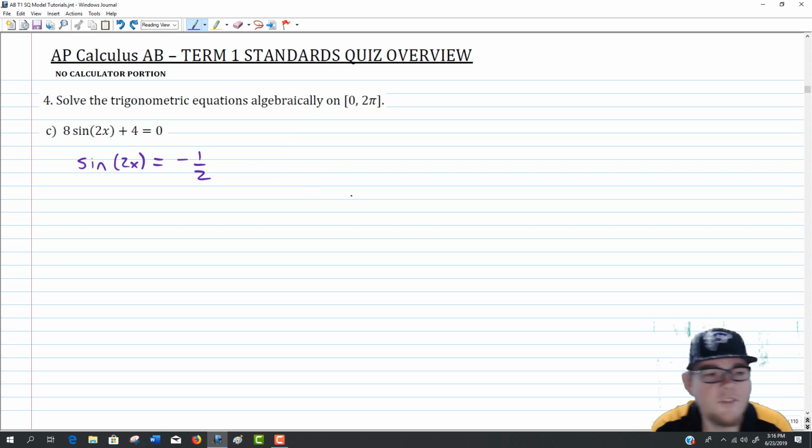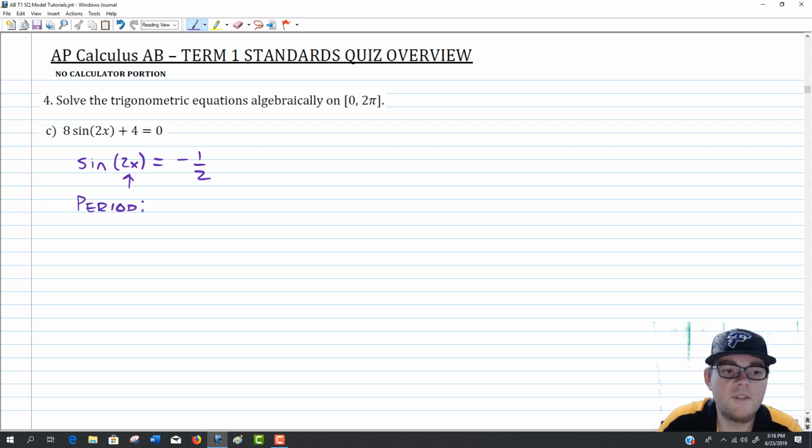In this case, though, because of that 2 in there, that 2 actually changes an important part of this function's behavior. In fact, it changes the period. In other words, this thing repeats its entire shape, its perfect pattern, on a much shorter interval. And to find that period, we take the number 2 pi and we divide it by that internal coefficient in the argument, which in our case is 2.